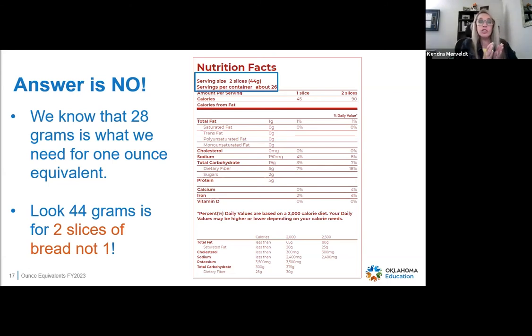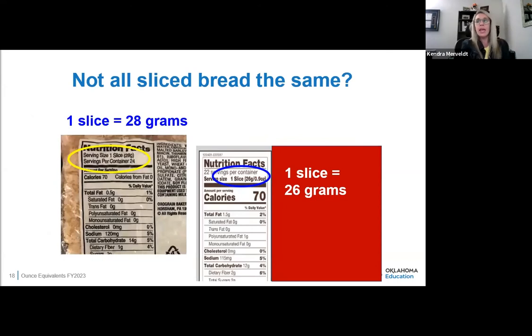And like anything else in child nutrition, you can always serve more, you just cannot serve less. And again, we were talking about the sliced bread. Especially if you're doing a one-bread item like toast, you really need to make sure that you're purchasing the correct one. Again, 1 slice is 28 grams.